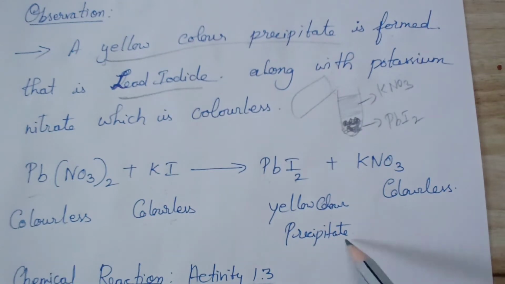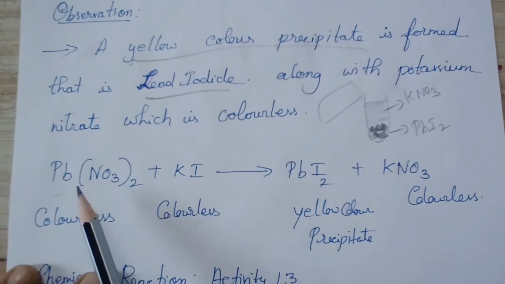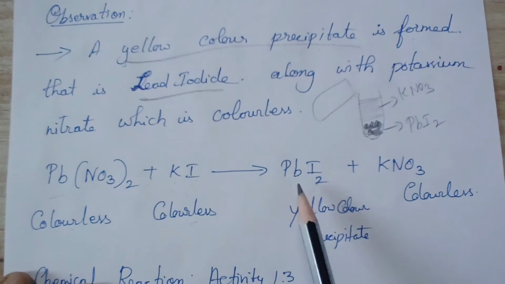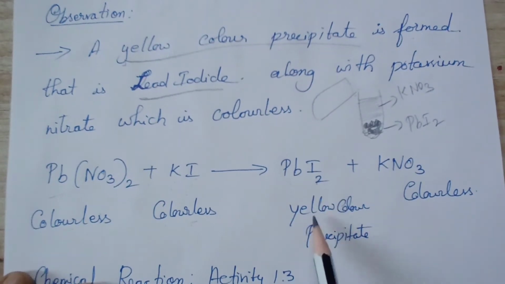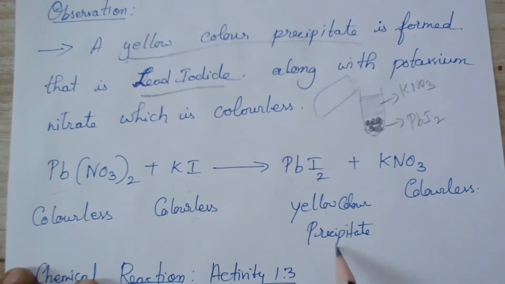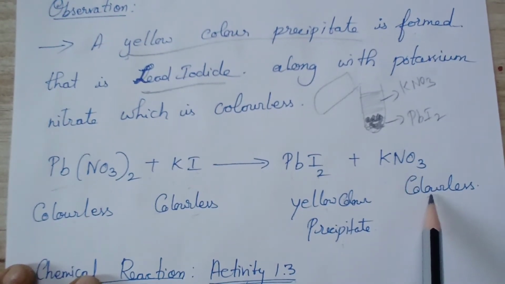Change in color, change in state of the liquid, because it is solid, so it will settle down. Okay, it is a precipitate. So when lead nitrate reacts with potassium iodide, it gives lead iodide, which is yellow in color. Both these are colorless. When they react together, they form a yellow precipitate along with potassium nitrate, which is colorless.